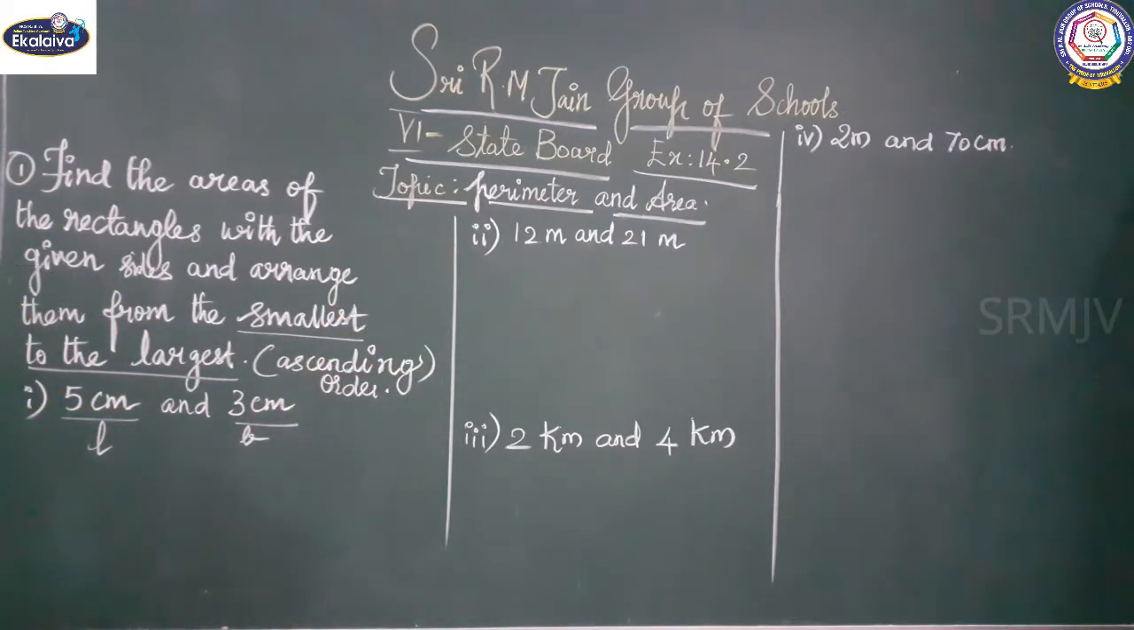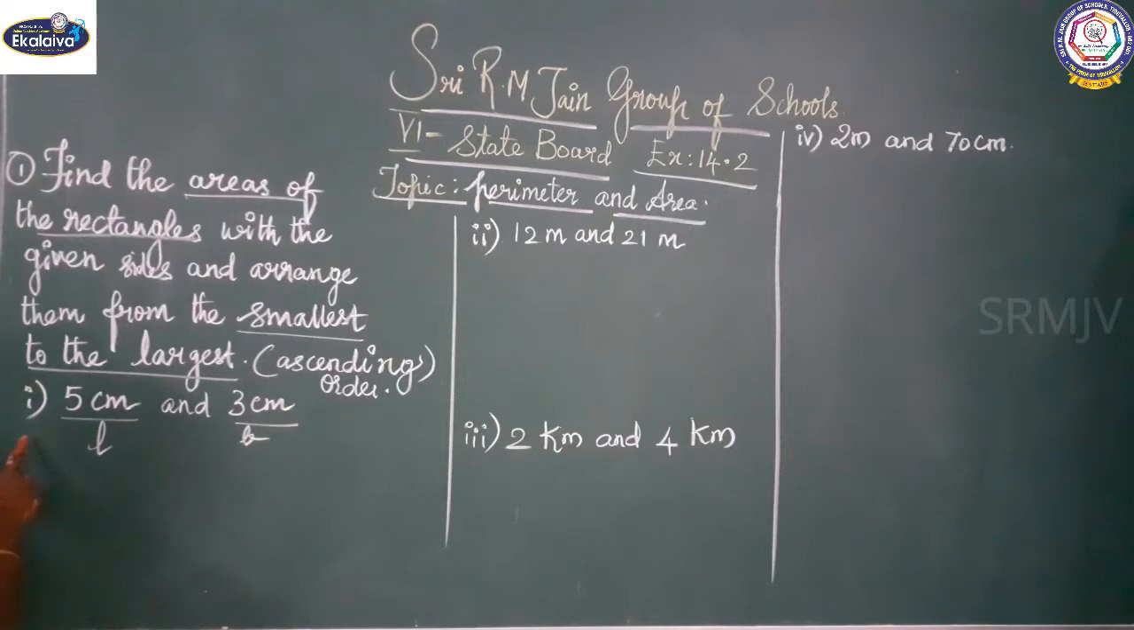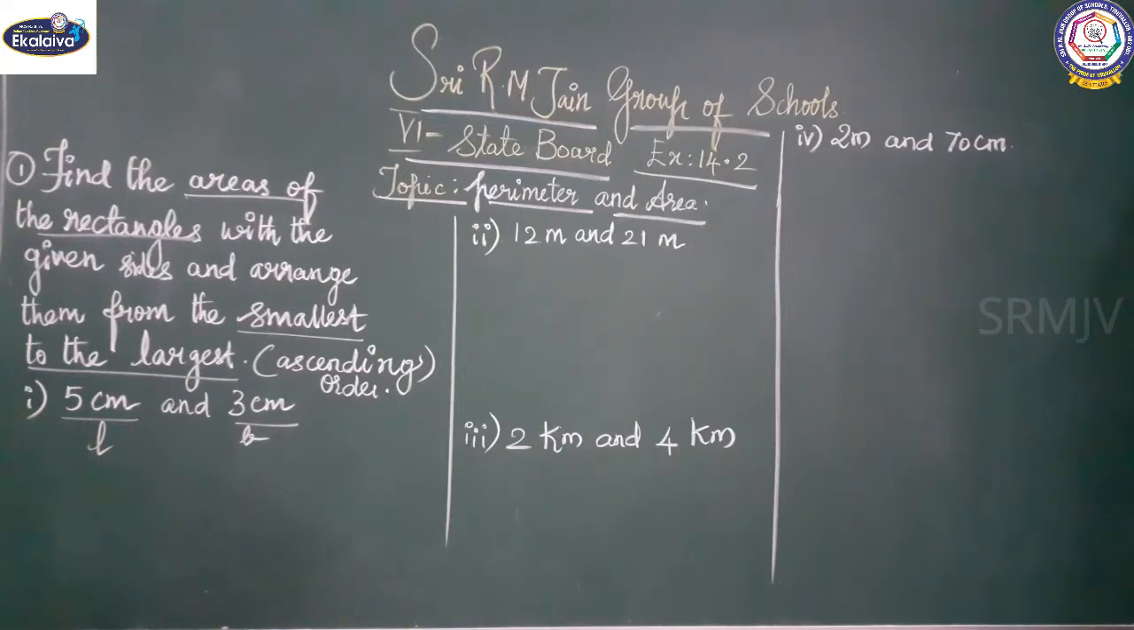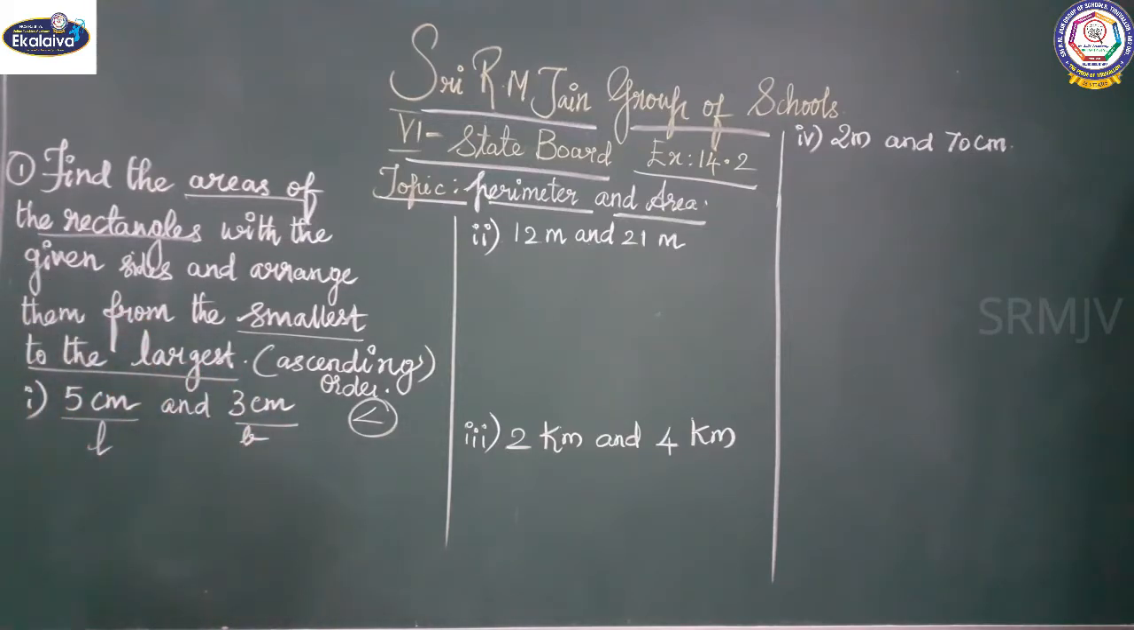So, find the area of the rectangle. I am going to find out the area first. For the first sum, second, third as well as fourth, I am going to find the area. After finding the area for the four sums, I am going to arrange them in ascending order. For the ascending order, I can use the less than symbol. Can you clear this? So, in this sum, I am going to do 2 steps. One is finding the area and second one is arranging in the ascending order.